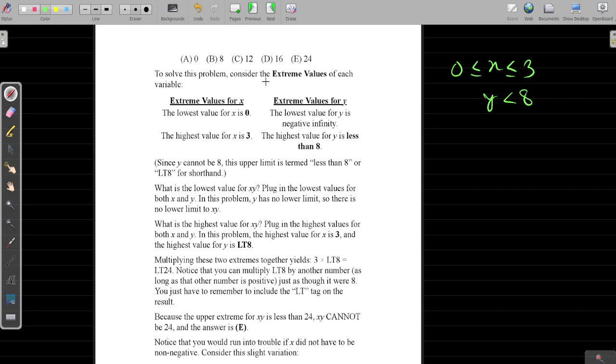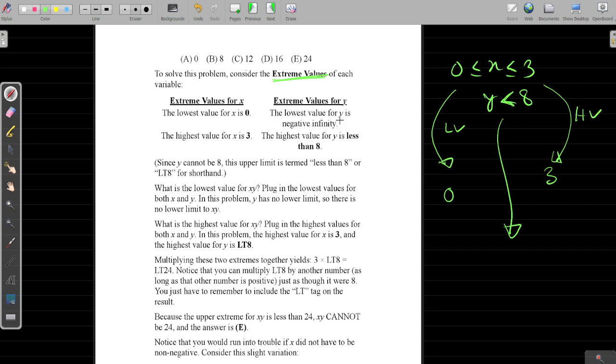First, you need to find out the extreme values. For x, the lowest value will be 0 and the highest value will be 3. And for y, you don't know which one is the lowest value, as well as you don't know which one is the highest value. But here, because for y they have given the sign less than, not equal. So the lowest value of x is 0, yes, and the highest value of x is 3.